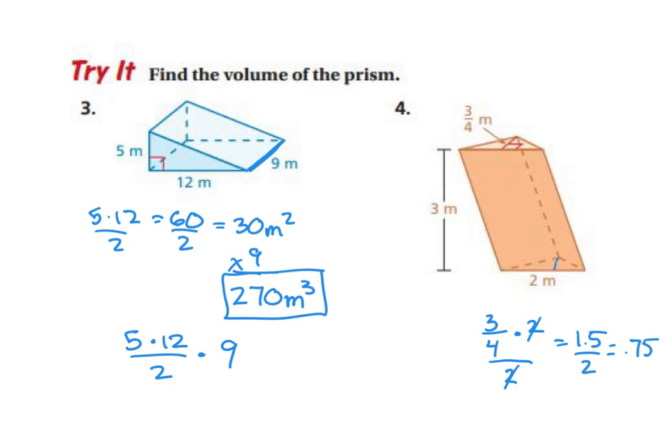And then 3/4 meters squared, that's the area of your base, this area. You're going to multiply that by height, which is 3. So we end up with 2.25 meters cubed.